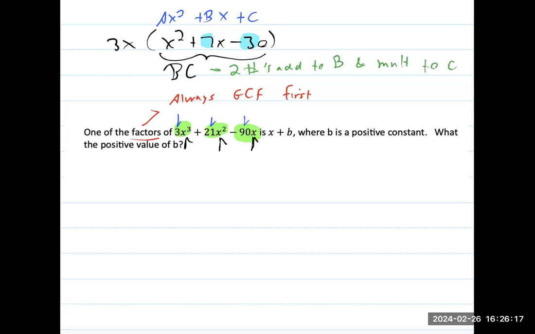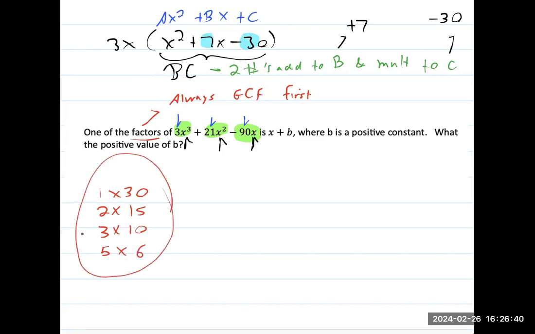The b for us is positive 7, and the c for us is negative 30. So let's take the number 30 and find out what factors it has. Dividing it by 1, 1 times 30, dividing it by 2, 2 times 15, dividing it by 3, 3 times 10. It doesn't divide by 4, but dividing it by 5, we have 5 times 6. So we're looking for one of these pairs of numbers.